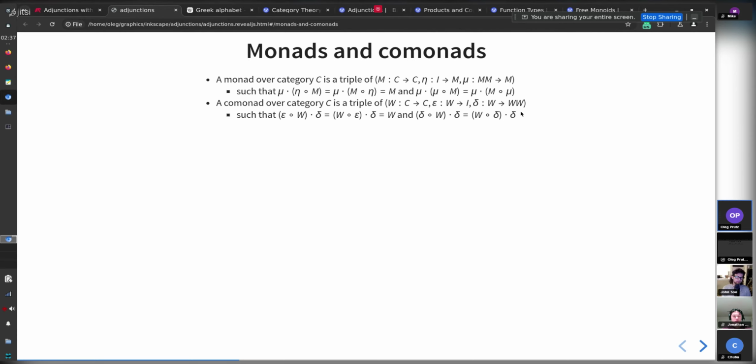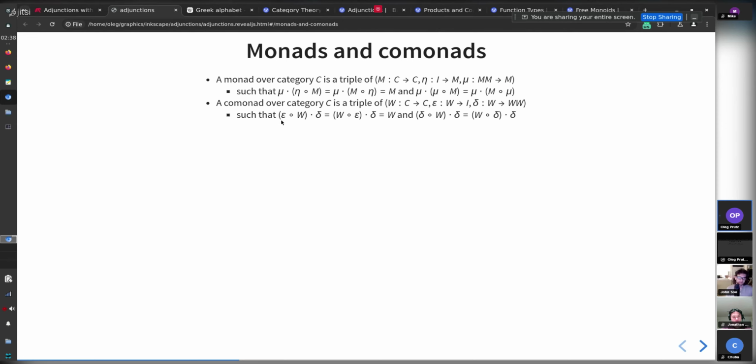So a comonad is a dual construct. This is called co-unit, also a natural transformation. In Haskell, it's called extract, and this is called duplicate. So you see the arrow is sort of reversed here. I think that's co-multiplication, or yeah, not quite sure.